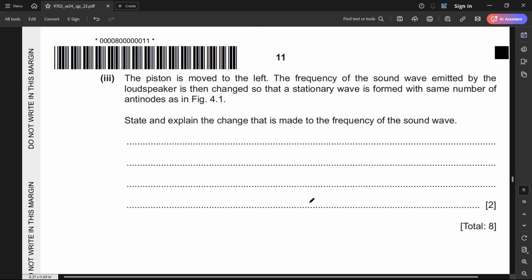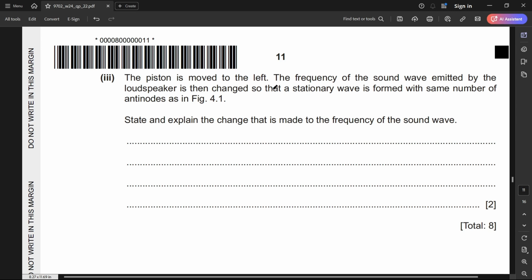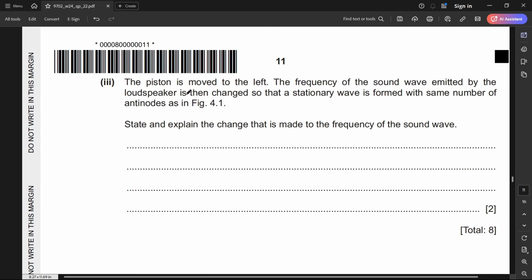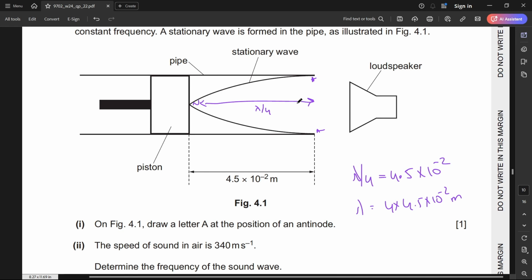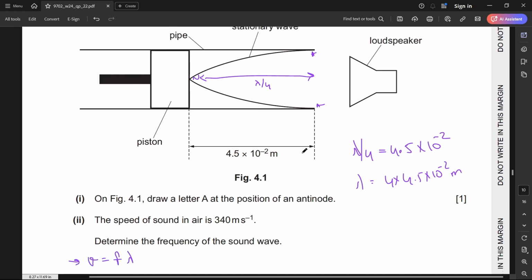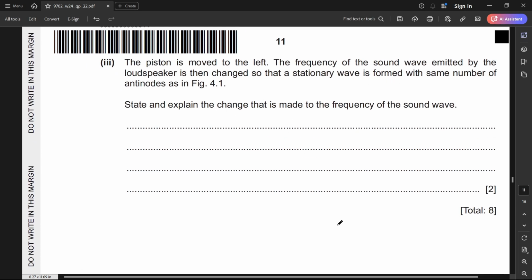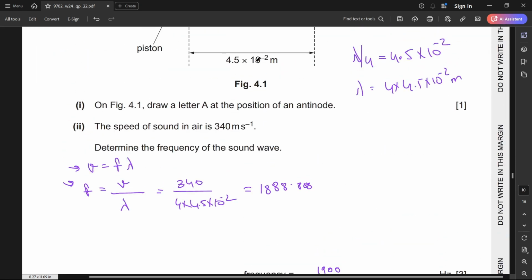Moving on towards part 3, the piston is moved to the left. So now this piston is moved to the left. The frequency of the sound wave emitted by the loudspeaker is then changed, so that a stationary wave is formed with the same number of antinodes. So basically, the idea is the same, that we should get the same kind of stationary wave with the same number of antinodes. So we are going to get the same stationary wave like what we have got over here, but the length is going to be increased. So what is going to happen over here is, my lambda by 4 will now have more length, more than what was given to me over here.